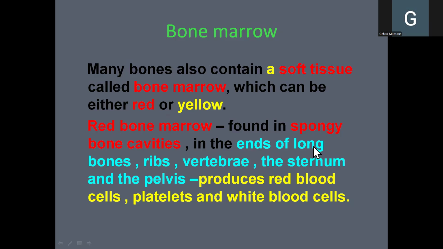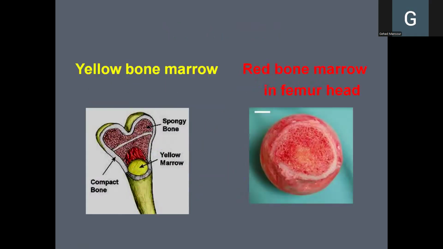So it is present in the ends of the long bones or the epiphyses, in the ribs, which are flat bones, in the vertebrae, which are also considered flat bones, in the sternum, which is a flat bone, and in the pelvis. The pelvis is mainly a flat bone. The pelvic bone as a whole is considered an irregular bone, but the ilium, the posterior part, is considered a flat bone. Those are the areas where the red bone marrow persists, and with the exception of the heads of the long bones, they are mostly flat bones.